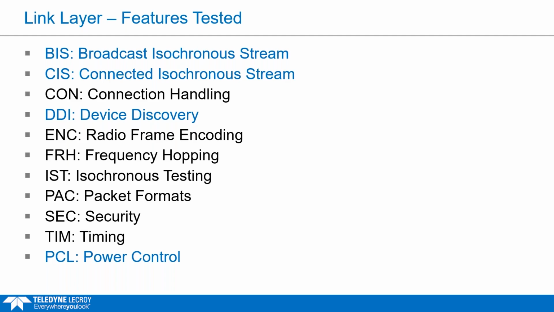Then as before, we've got the connected and broadcast isochronous streams. Isochronous test mode, so this allows you to test the connected or broadcast stream transmission and reception with that isochronous data. And then finally power control, which again tests the control of the transmit power of a remote device and requested path loss monitoring, that sort of thing.